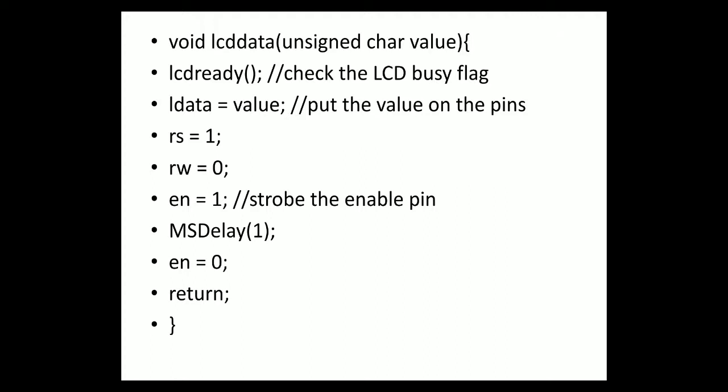So RS equal to 1. There I had 0 for command. Now I'm making it 1. RW is equal to 0. Enable is 1. Call a delay function, MS delay 1. Then make enable 0 and return.